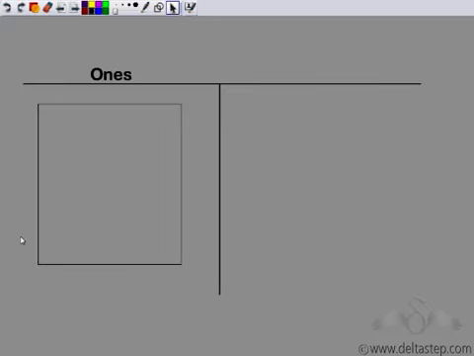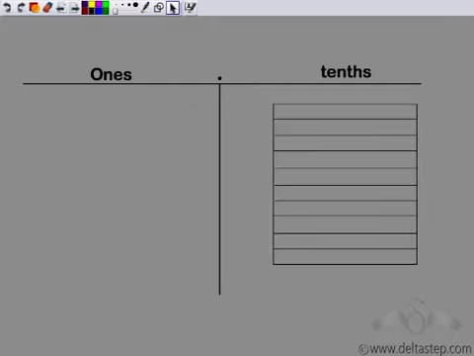Let us say that we represent ones by this box 1. This is one box. Now if I divide it into 10 equal parts, I get tens. Observe this decimal point after 1. Now if I color one of these tens, I get 1 tenth. Now coloring 2 gives me 2 tenths, and so on.